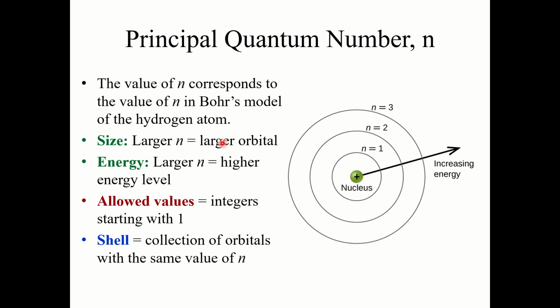The allowed values for n are integers starting with 1. So 1, 2, 3, 4, 5, 6, 7, and so on. We really only see up to 7, but in theory it could go higher. And you're going to see the term shell. The term shell here refers to a collection of orbitals with the same value of n. So all of the orbitals in the first energy level would be referred to as the n equals 1 shell. All of the orbitals in the second energy level would be the n equals 2 shell, and so on.